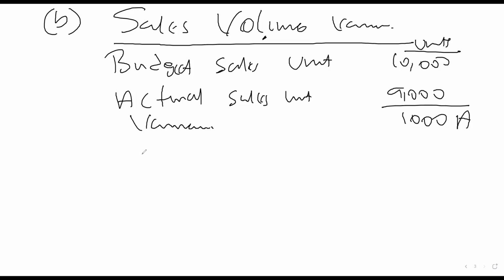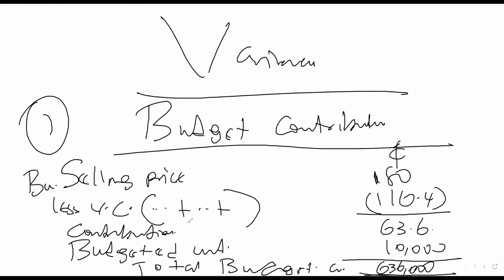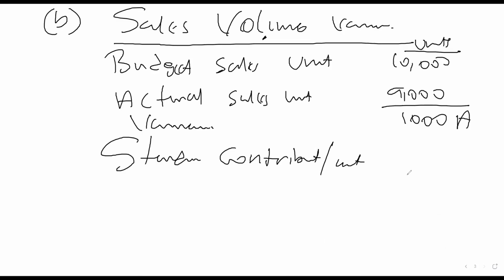Then multiply by the standard. This one is using contribution, so multiply by the standard contribution per unit. If you are using the absorption approach, you multiply by the standard profit. So these are the differences: one is on standard profit, one is on standard contribution. And thank God we calculated the standard contribution already. This is the standard contribution, 63.6. See this. What do you get?